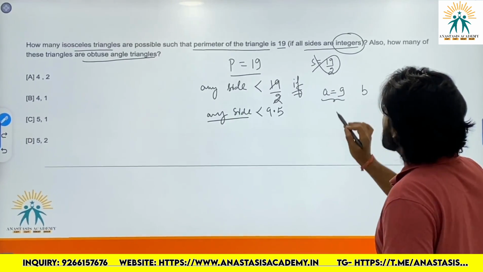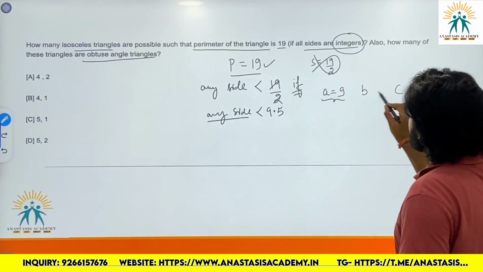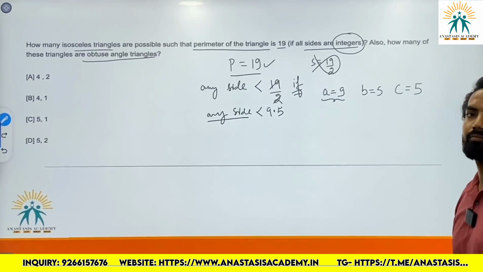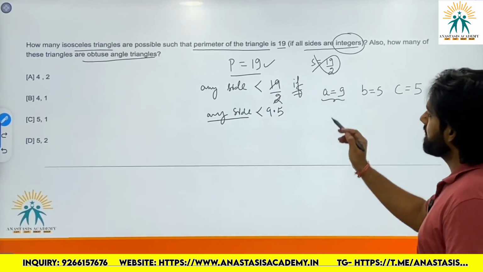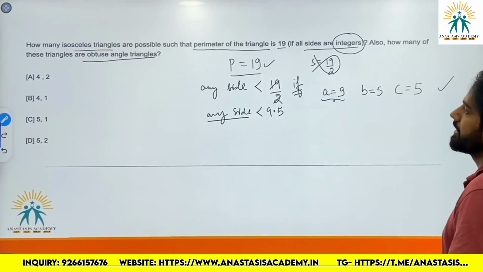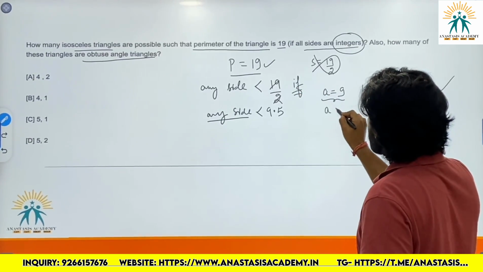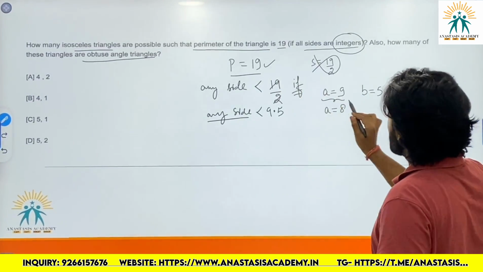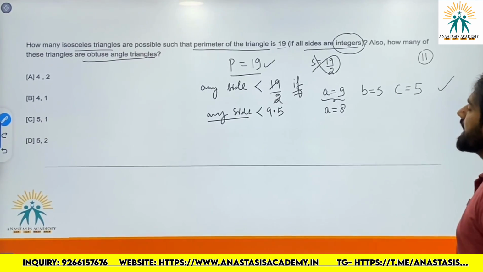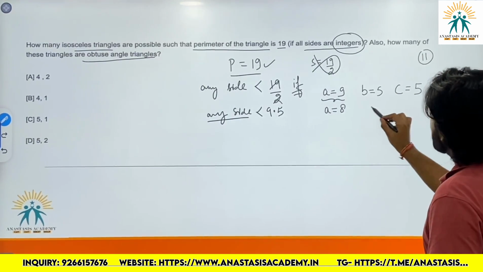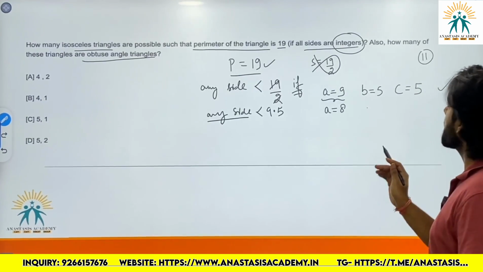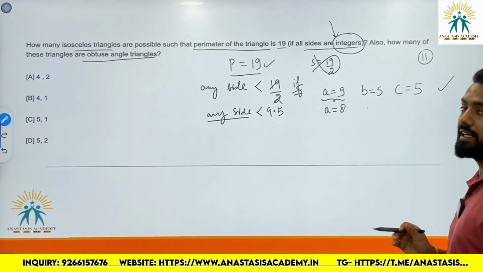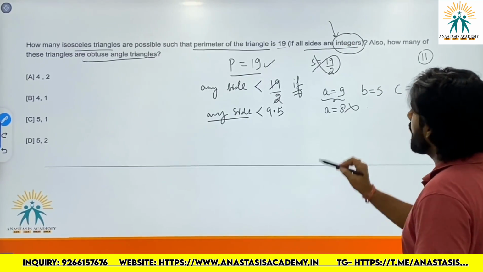Now if one side is 9, perimeter is 19, and these two sides are equal, so these two sides would be 5 and 5. So this is one isosceles triangle that is satisfying all the given constraints. Second, if I take one side as 8, the sum of the two sides now left is 11. And in case of an isosceles triangle, if both sides are equal, then I will get both sides as 5.5 and 5.5. But it is given that all sides have to be integers. So this case is not possible.